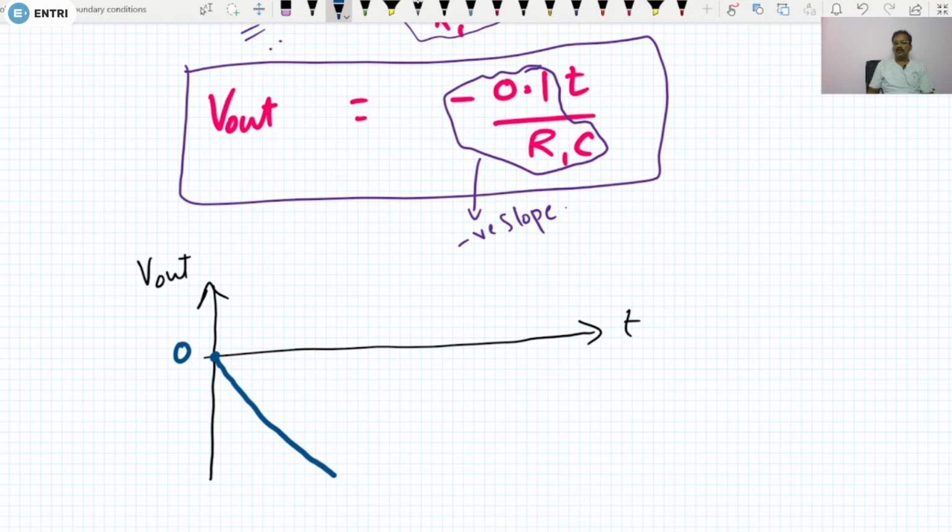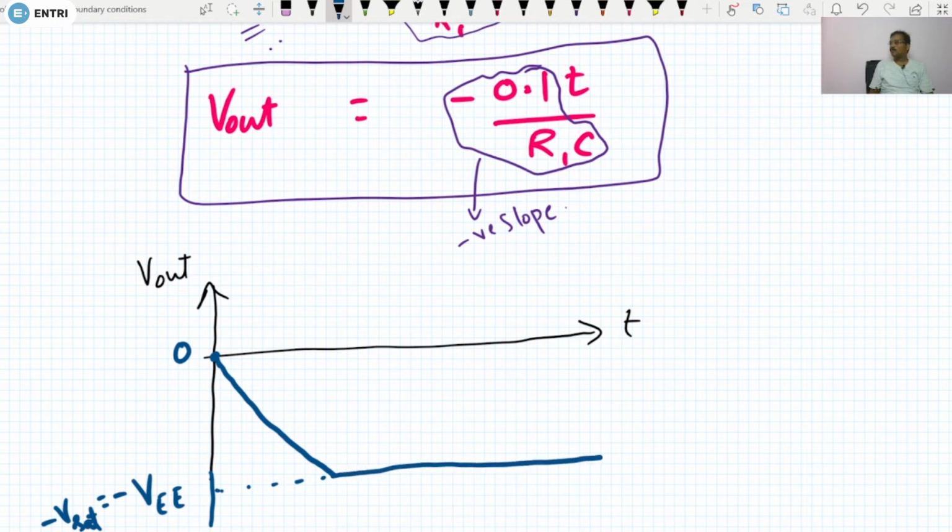But up to what value can it decrease here? It can decrease up to minus V sat, and here minus V sat is equivalent to minus VEE. So it can decrease up to minus VEE. Once it tries to go beyond minus VEE, what will happen? The output voltage will be saturated at minus VEE.